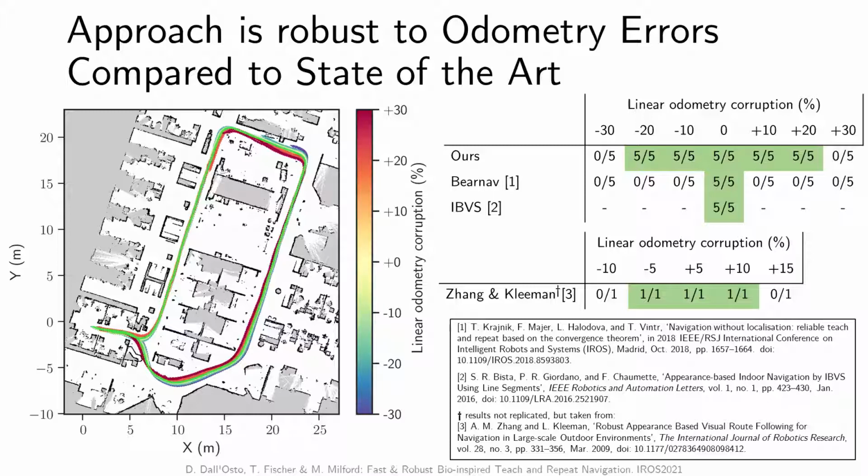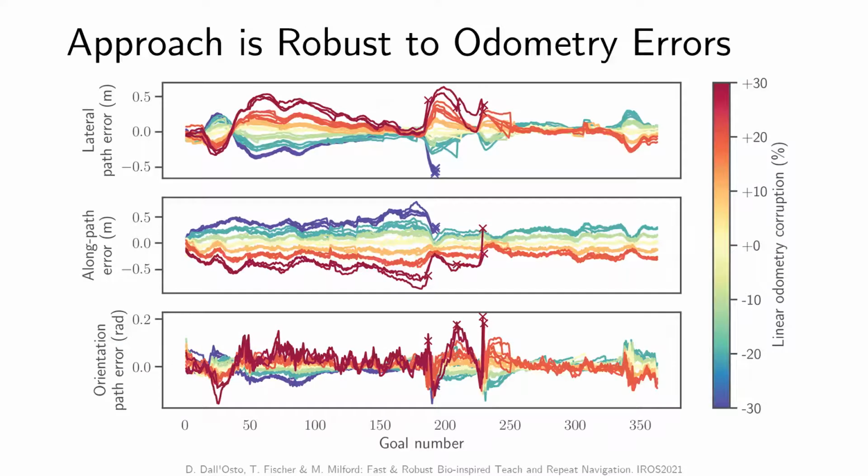Additionally, Zhang and Kleeman's approach only succeeded with odometry corruption between -5 and plus 10%. Here we show how the different errors evolved over the course of the route. Overall, they increased in magnitude gradually with increasing odometry corruption, suggesting there is a broad, robust region of operation for the system.